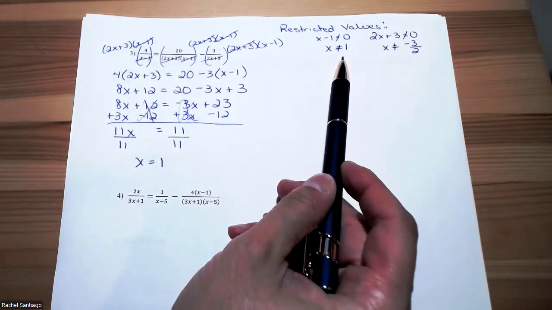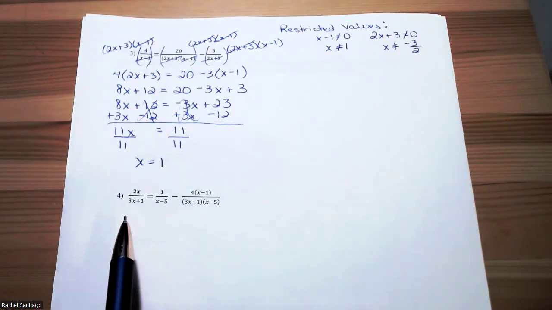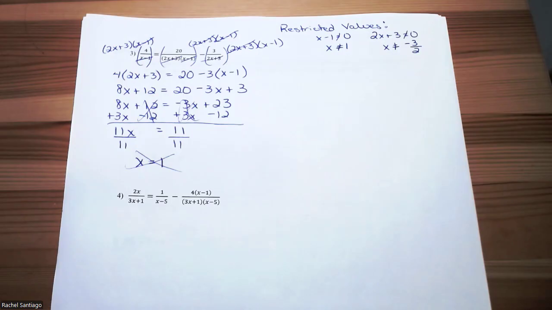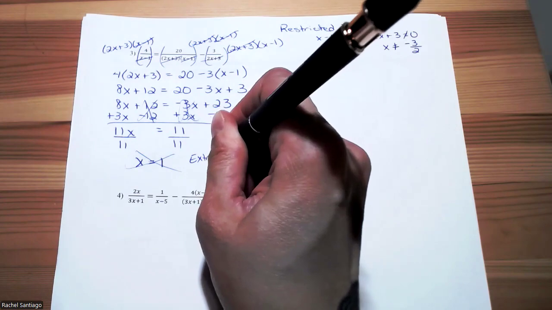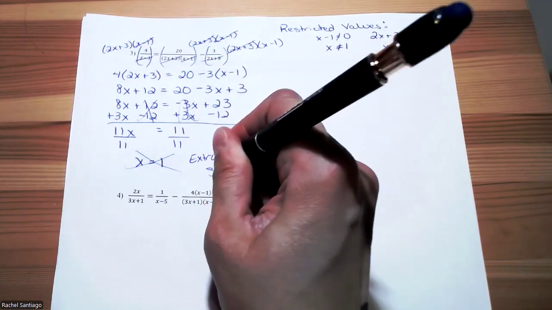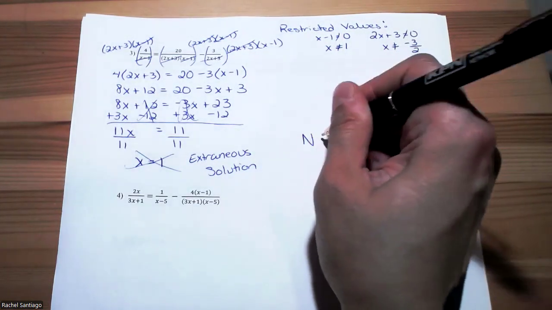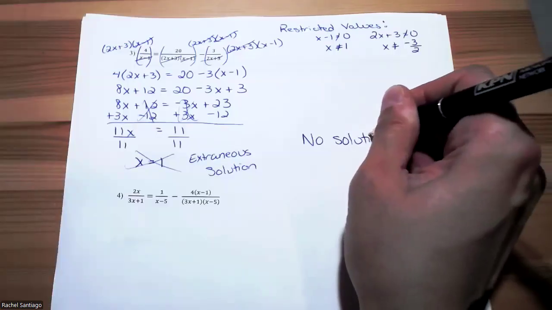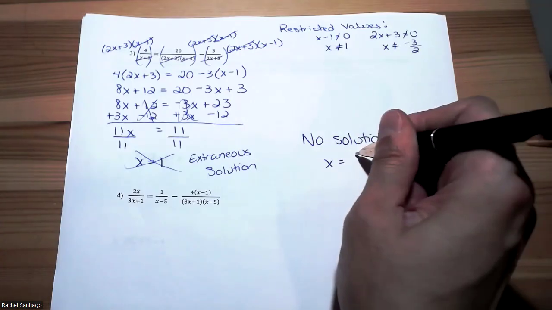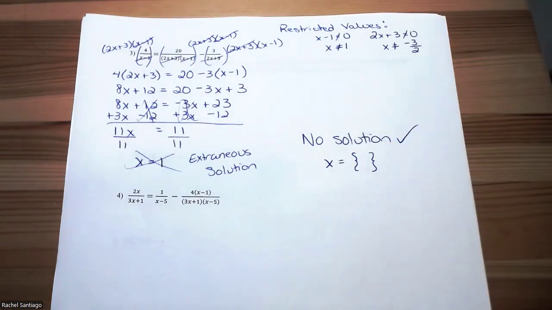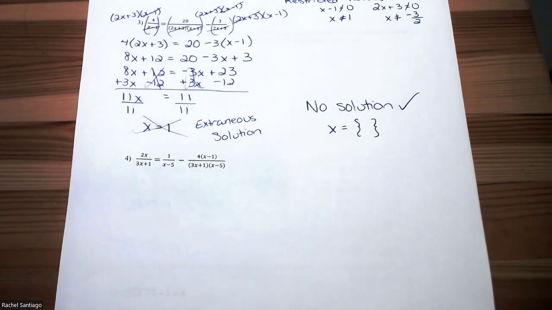Uh-oh, that's our restricted value. Because we solved and we found the exact same value as our restricted value, we cancel that out and we call this an extraneous solution. And because this is an extraneous solution, I would say the answer is no solution or does not exist. Another way you could write this in the software is x is equal to the empty set. There are no values within that set because there's no solution.